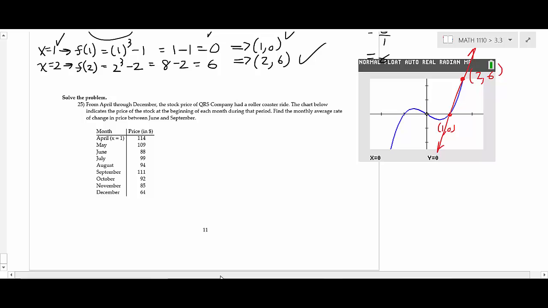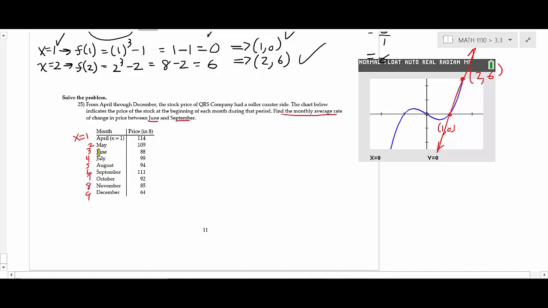This is one that you're not given a function, but you're given a table of values on this. So what this one says is these are the different months. April starts with x equals 1, and then they're just going to get bigger, 2, 3, 4, 5, 6, 7, 8, 9. So basically we're starting at April and just using x equals 1 for that then. Okay, and then we have stock prices. So it says find the monthly average rate of change between June and September.